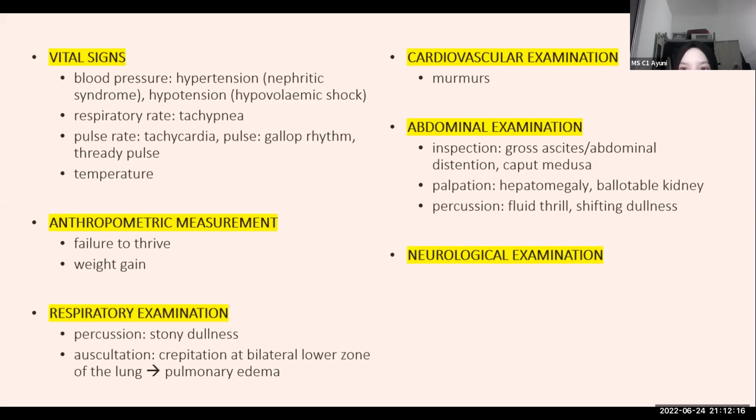For abdominal examination, is there any gross ascites or abdominal distension, or any caput medusae, which is a stigmata of liver disease. We palpate for hepatomegaly, or if there is any palpable kidney. And we percuss for fluid thrill or shifting dullness, which may be present in generalized edema. And then we check the neurological examination to complete.